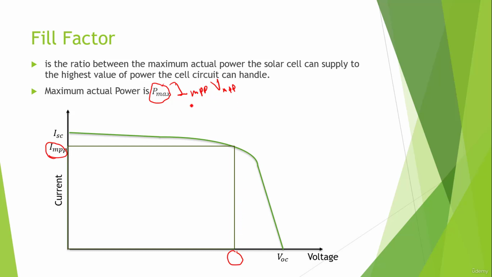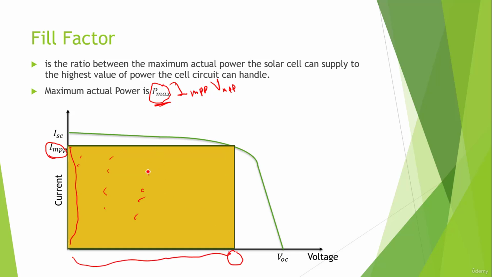When we calculate the maximum power, it is basically the area of this square, as the maximum power is I_MPP times V_MPP. So the maximum power is the area under this curve. But the highest current the circuit can handle is actually not I_MPP, it is the short circuit current, this current. And the highest voltage this circuit can handle is actually V_OC, the open circuit voltage.